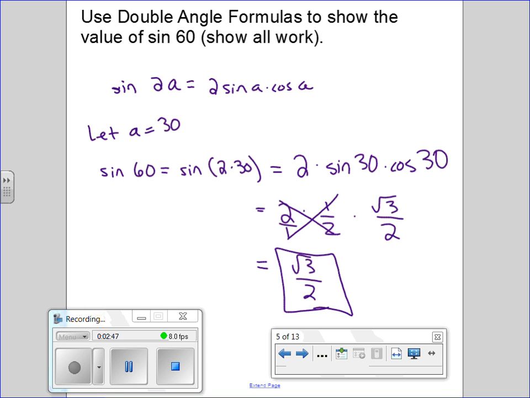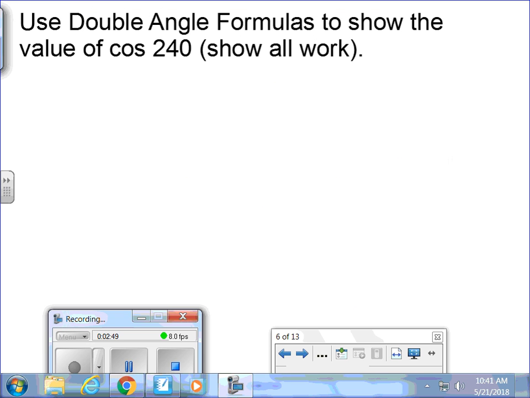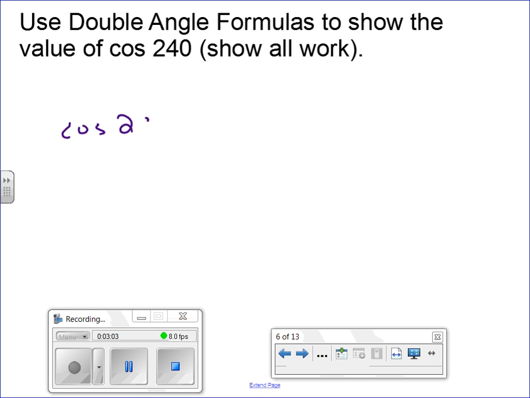Okay? All right, we're going to do the same thing, except this time we're going to verify that a cosine double angle formula would work. What cosine double angle formula would you guys like to use? There's 3, and it doesn't matter which one we choose. First one? All right, I heard somebody say first one. So we will use 1 minus 2 sine squared A.